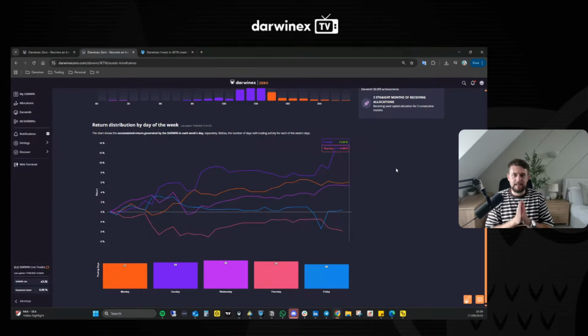But I always think this splits into two different sections. We have the strategy specific stuff. So just categorically, some strategies work better on certain days than others. Some strategies perform worse on certain days than others.